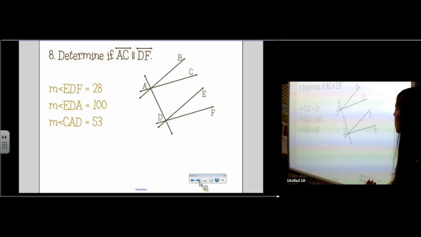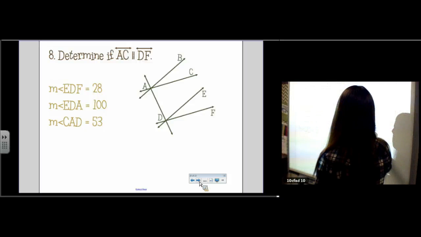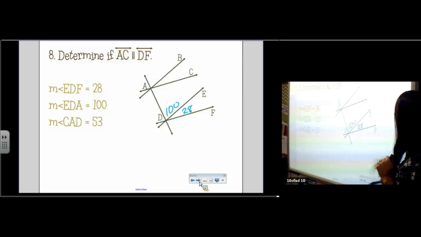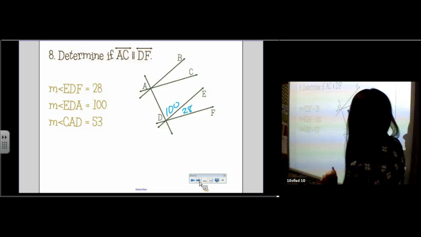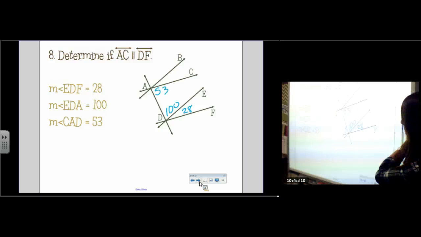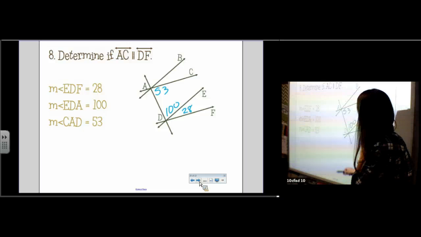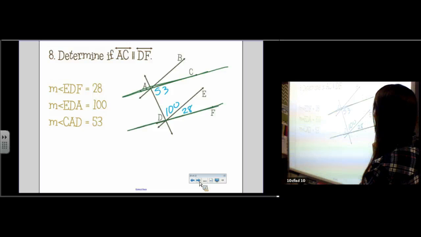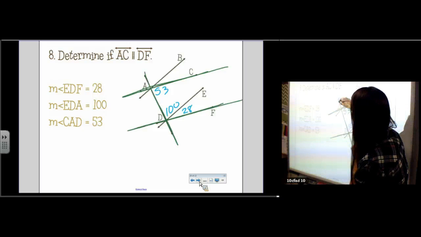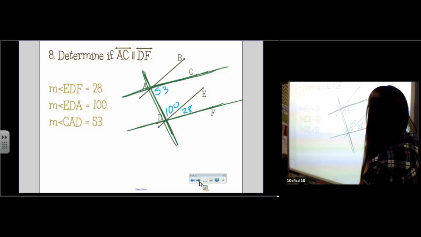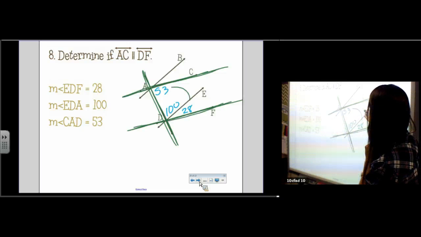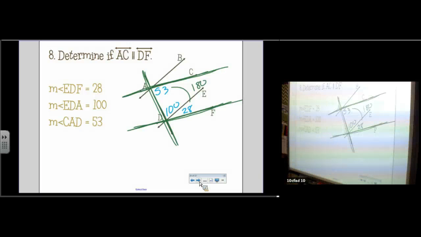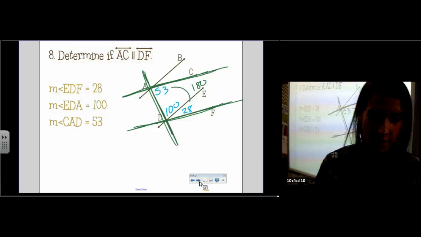We always start by labeling what we're given. EDF is 28. EDA is 100. And CAD is 53. Parallel lines, well, maybe parallel lines, we don't know yet. There's the lines and there's the transversal. If they really are parallel, then this plus this should equal 180. So you're just adding those numbers together.